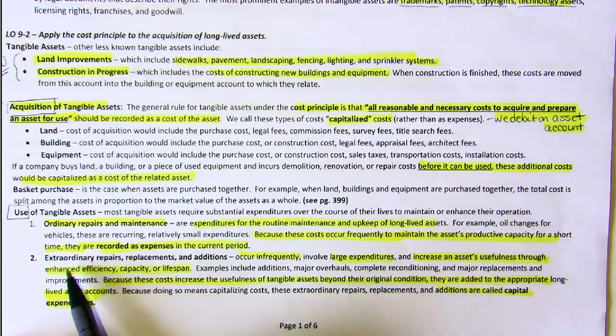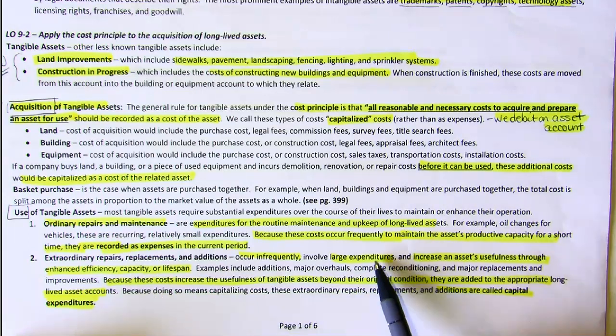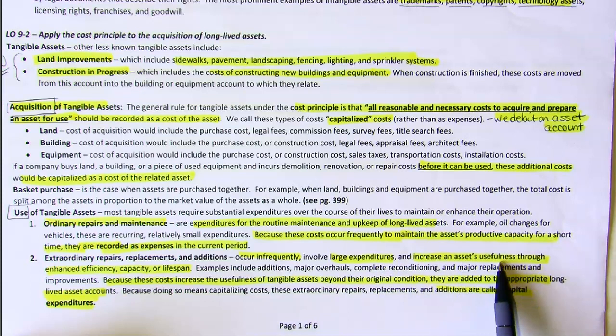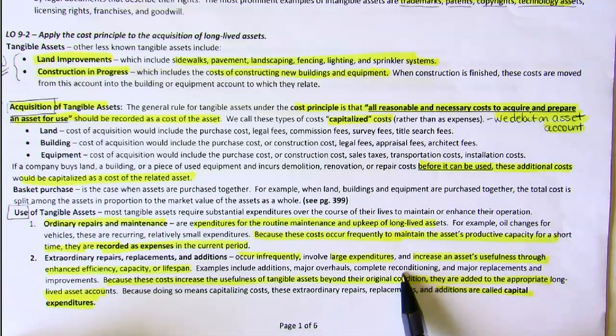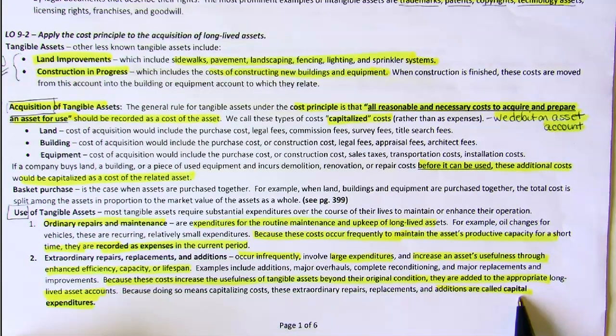However, if you have an extraordinary repair, replacement, or addition, these are things that occur infrequently. They're large expenditures. They increase an asset's usefulness through enhanced efficiency, capacity, or life. So these would include major overhauls, complete reconditionings, replacements. These costs increase the usefulness of the tangible assets beyond their original condition. They are added to the appropriate long-lived asset account. In other words, we debit the asset account. So we call those capital expenditures. We capitalize those costs.